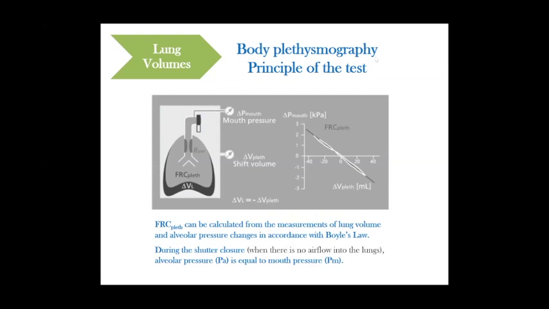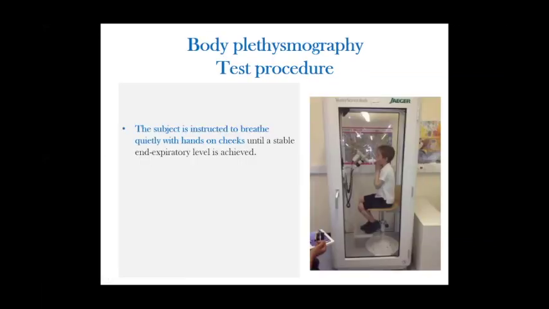Body plethysmography depends on Boyle's law, which studies the differences between pressure and volume within the lung. The test can be performed within a glass box, like a telephone box, in which the subject sits. We close the door and ask them to breathe normally while they put both hands on their cheeks until they maintain a stable breathing pattern.